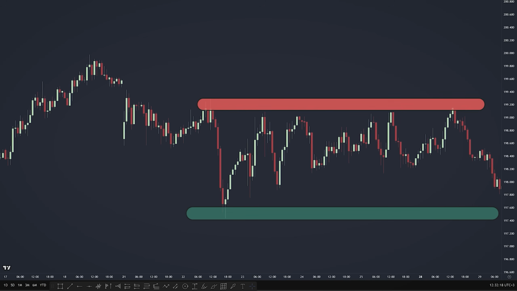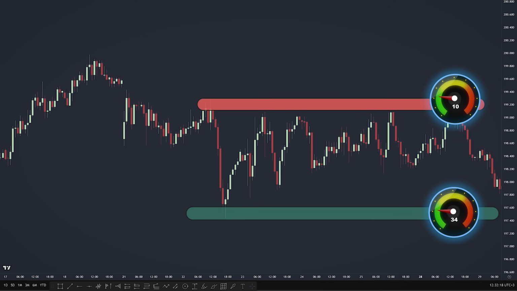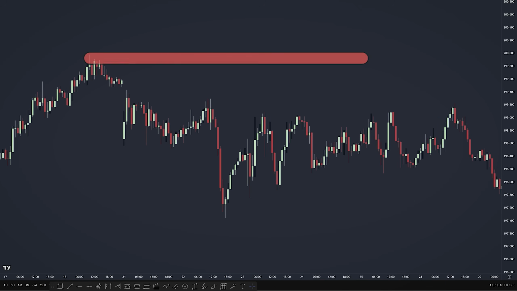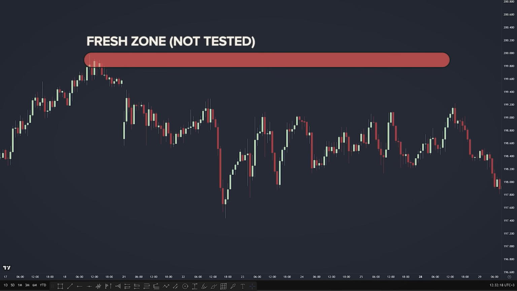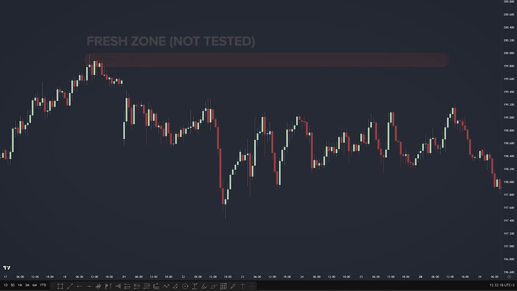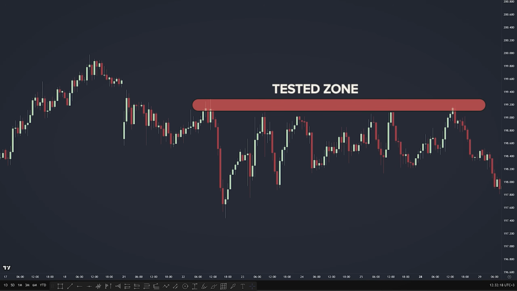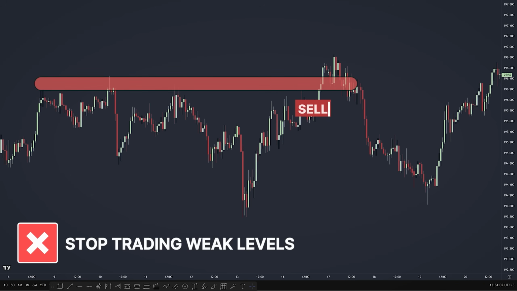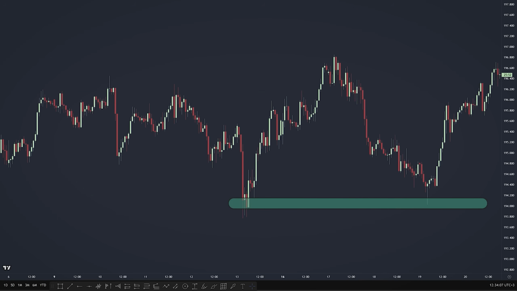But here's the part no one explains. Not all support and resistance zones are created equal. You need to understand the difference between fresh zones and tested zones. A fresh zone is one that hasn't been revisited since it was created. These zones often provide the strongest reactions. A tested zone is one that's been hit multiple times. Each time it gets tested, it gets a little weaker. Most traders keep trading the same tested levels over and over, wondering why they're not working anymore. You need to hunt for the fresh zones that haven't been discovered yet.